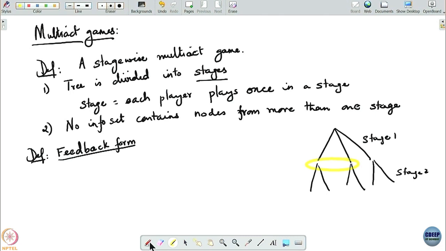So, when he is confused between these two nodes, this node and this node, right? What is he confused about? There could be multiple players in this. I am just drawing this as a tree, but this could be a very, very complex tree here, but each player plays once in each stage. But the point is the new stage has started here, and the first acting guy here is confused between these two red nodes. What would that mean?